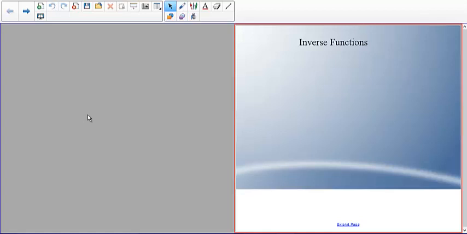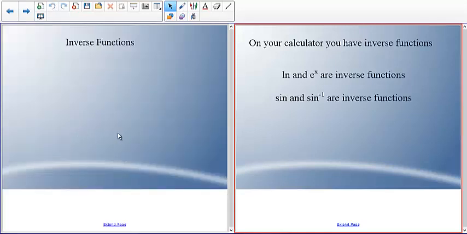I'm sure you've had sine, cosine, tangent, and we'll talk about those in the second semester. Okay, so let's see, what are inverse functions? On your calculator, you have inverse functions. For example, the natural log, ln, and e to the x are inverse functions. And then the trig functions and their inverse functions are inverse functions.